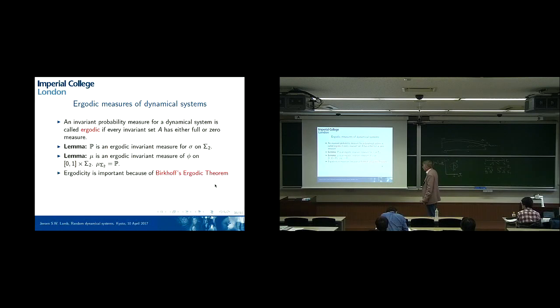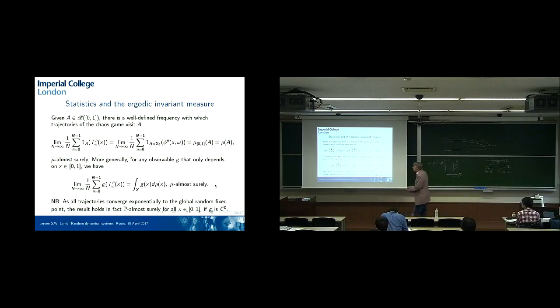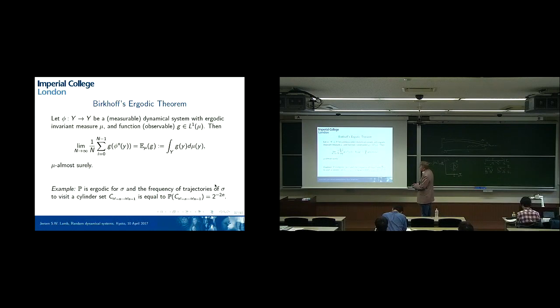I'll prove it here, but this is also the case. Good. And ergodicity is important. So why is it important? Because we have the so-called ergodic theorem. The ergodic theorem says: suppose we have some dynamical system, some evolution with an invariant measure, and we have some integrable observable with respect to this measure, then two things are equal to each other.